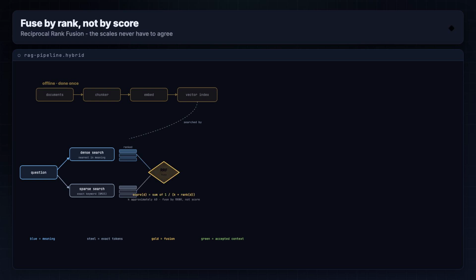Here's the elegant part. You can't just average the 2 scores, a cosine distance and a keyword score live on totally different scales. So instead you fuse by rank. Reciprocal rank fusion adds up 1 over rank for each document across both lists. A document that ranks high in either list floats to the top, and the incompatible scales never have to agree.